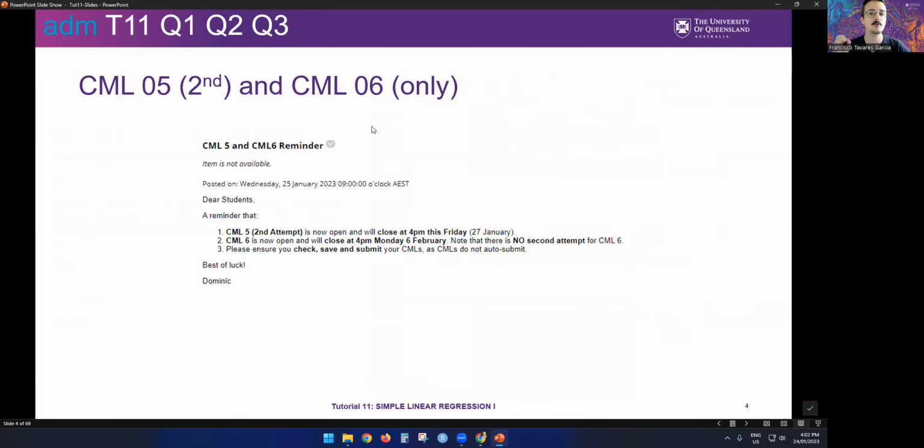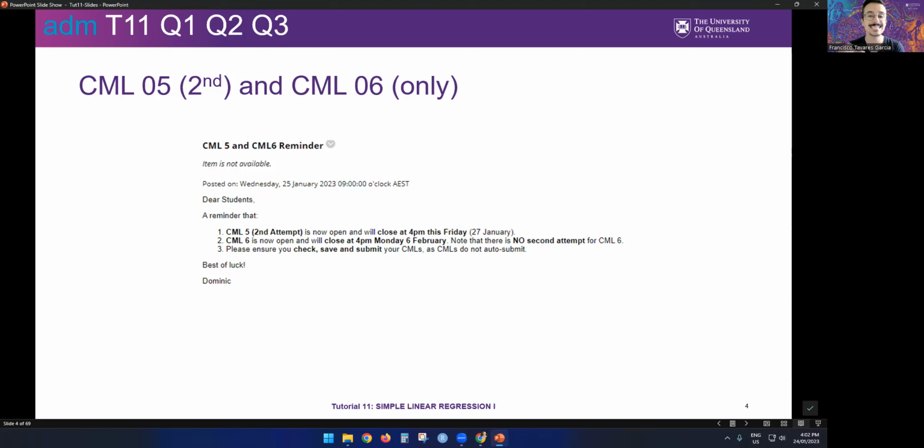Then CML 5 and 6. CML 5 is open, and the second attempt for CML 5 will close on Friday. So as I always say, give it a go. Even if you did well in the first attempt, it's a good idea to try again. Most people who try the second attempt tend to increase their grades. So it's a good idea.